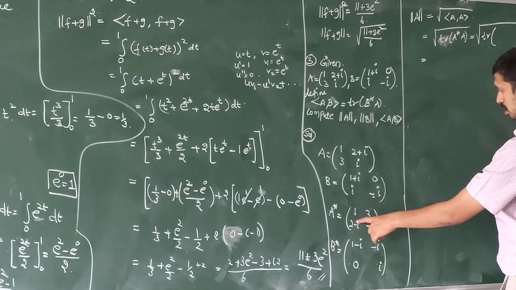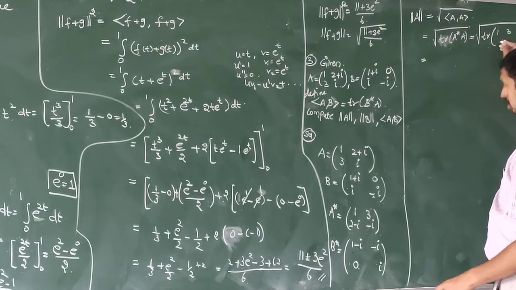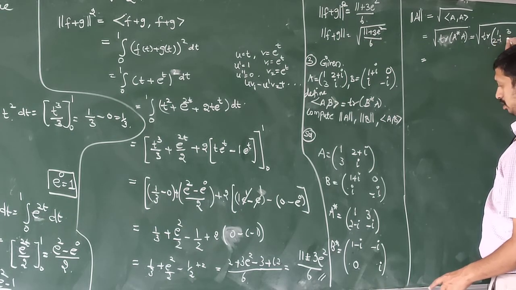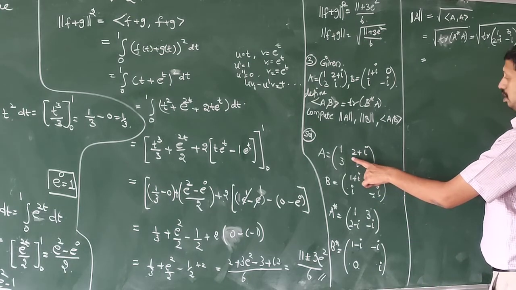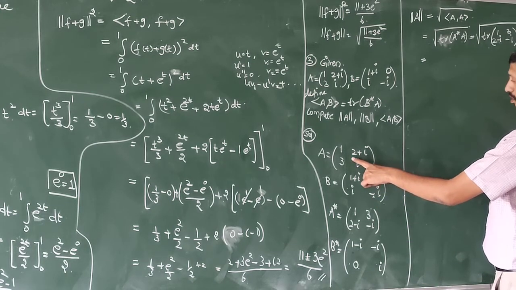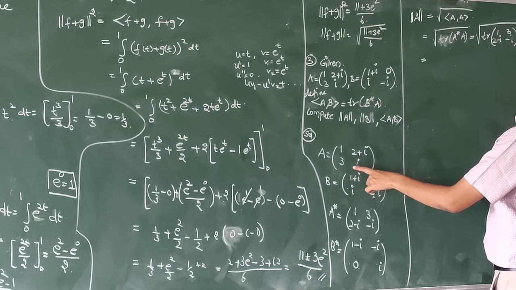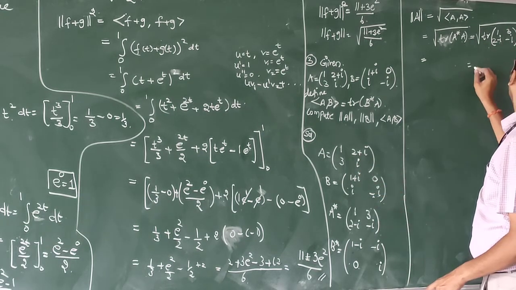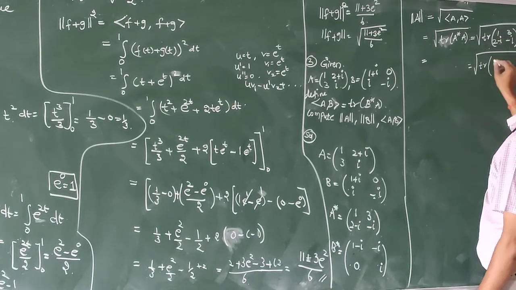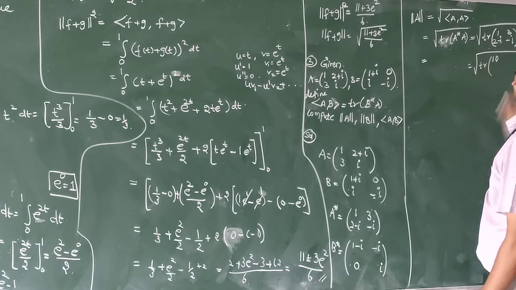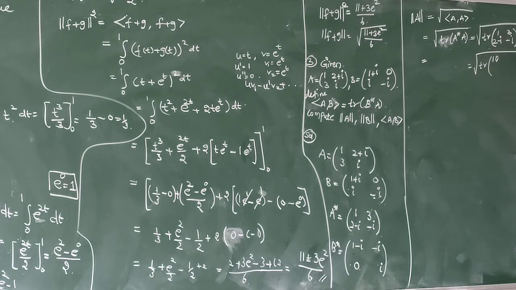So, A star is this one 1 3 2 minus I minus I. What is A? A is 1 2 plus I 3 I. Okay. So, you have to calculate and you have to find that one and then you have to find trace for this one. So, 1 into 1 is 1 plus 9 is 10. So, totally you will get 10. So, 1 into this one is 2 plus I plus 3I. So, 2 plus I plus 3I is what will you get?